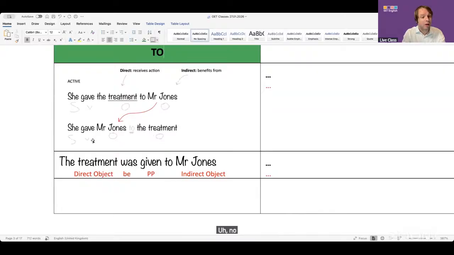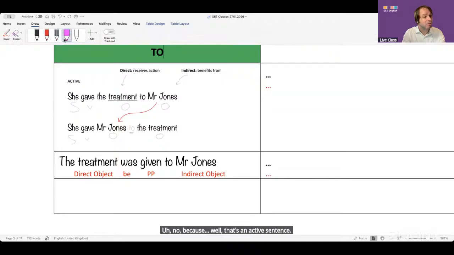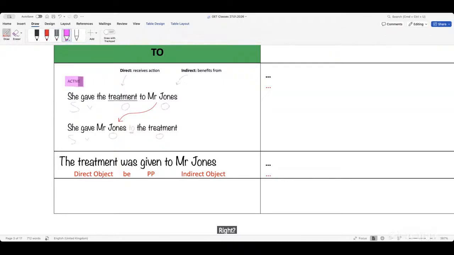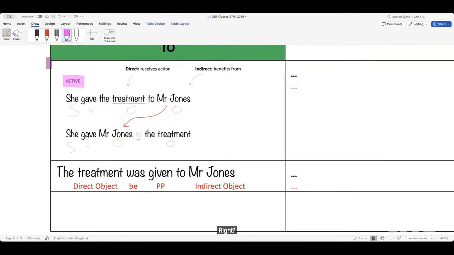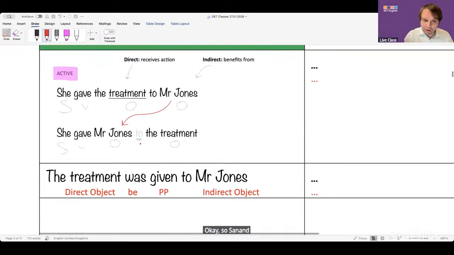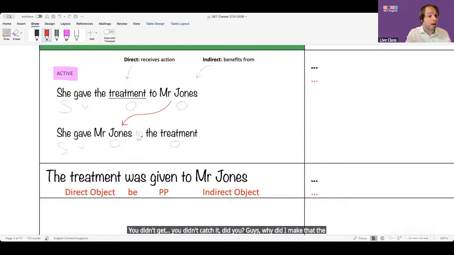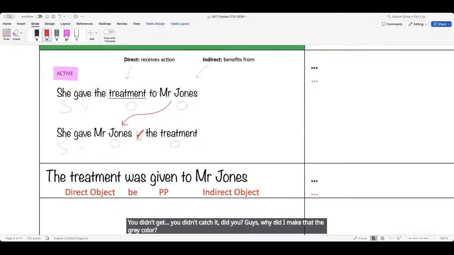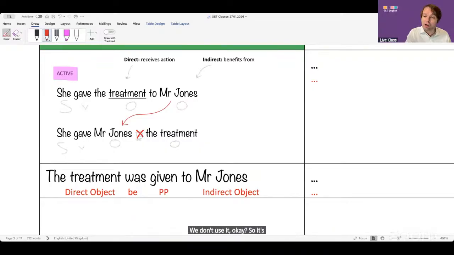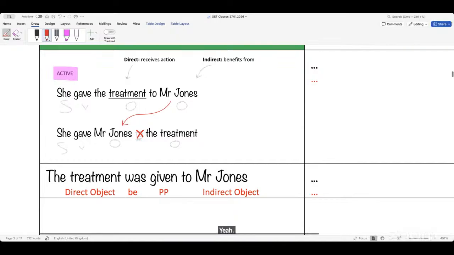No, because that's an active sentence. So why are we using here that she gave Mr. Jones to the treatment? Okay, so Sananda, you're very confused. Why did I make that the grey color? You didn't catch it, did you? Guys, why did I make that the grey color? Because we don't need that one. We don't use it. So it's she gave Mr. Jones the treatment. Okay, Sananda? Yeah, so that's the reason.